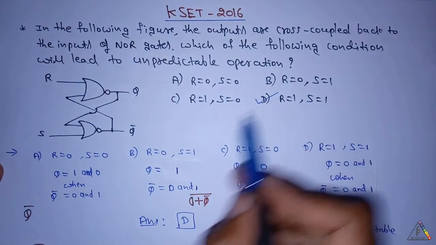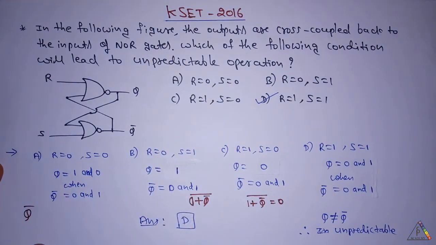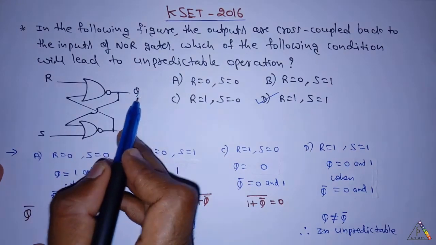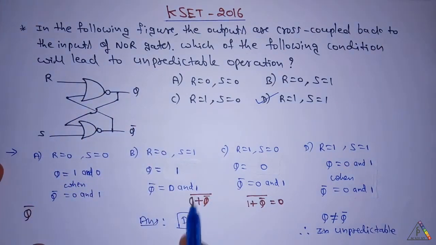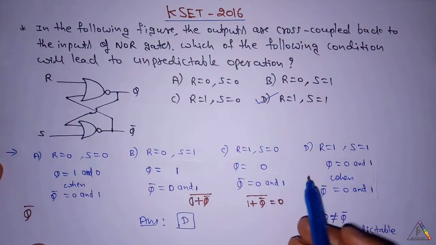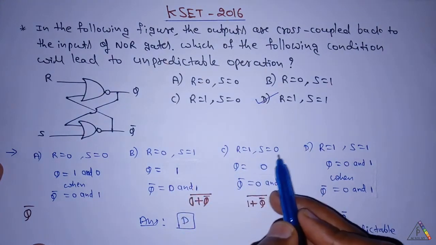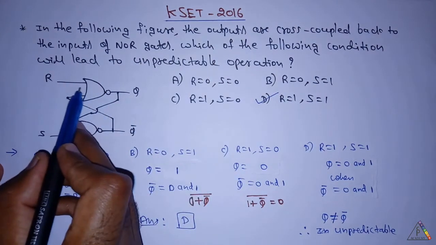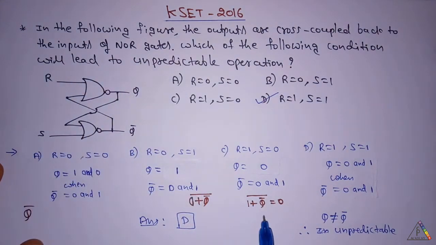And by considering the second option, that is R is equal to 0 and S is equal to 1, for R equal to 0, the output Q will be 0 plus Q bar whole bar. For Q bar 0 and 1, the output Q will be always 1. And for the C option, R is equal to 1 and S is equal to 0, the output Q will be 1 plus Q bar whole bar, which will be always equal to 0 for the values of Q bar 0 and 1.